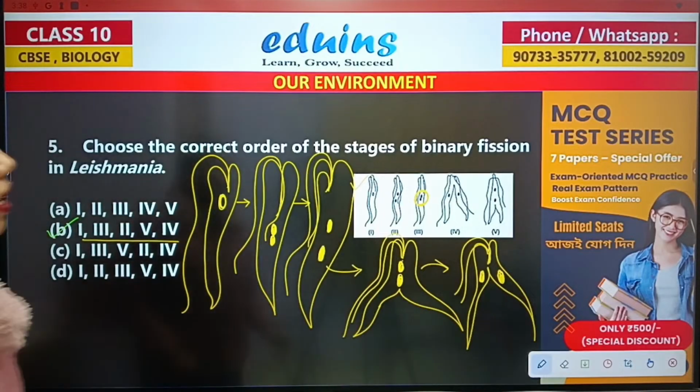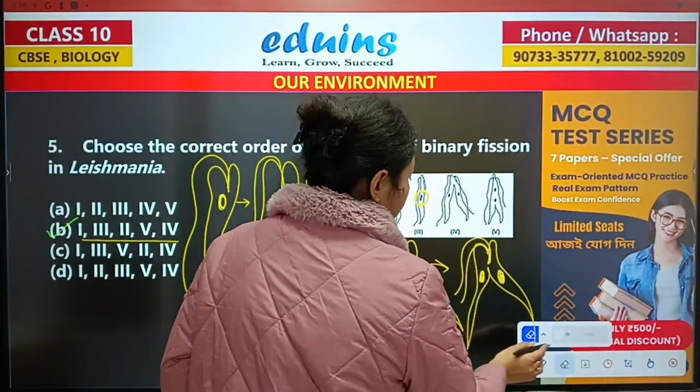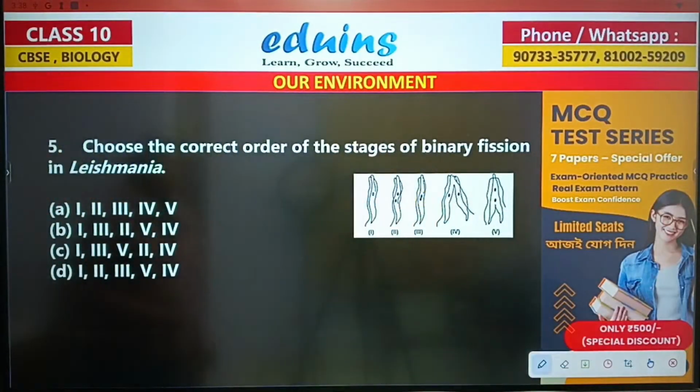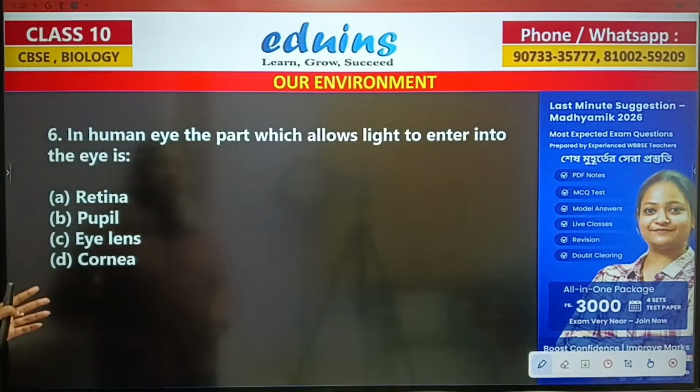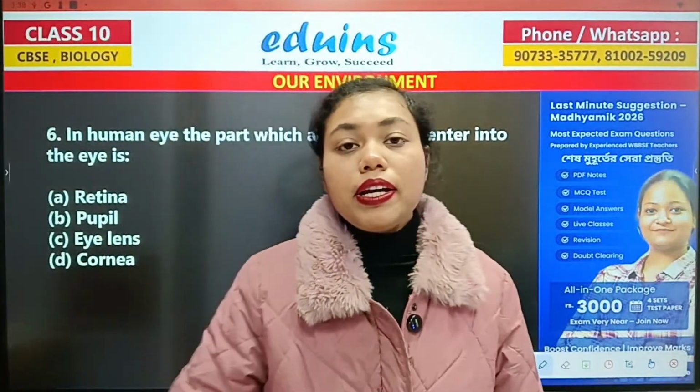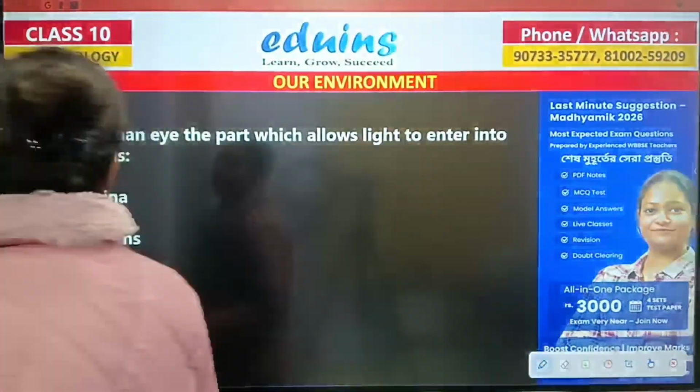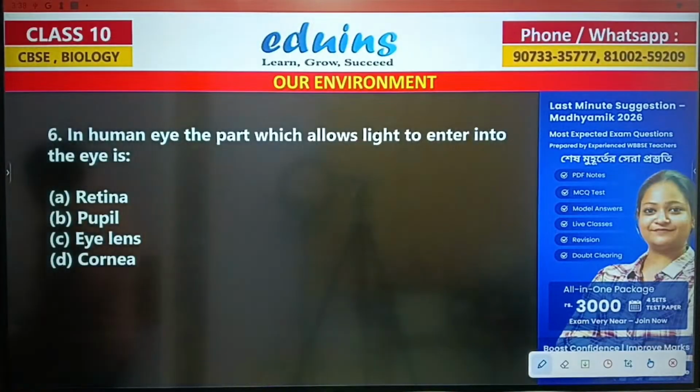Okay, let's move to the next question. Number 6. In the human eye, the part which allows light to enter into the eye is retina, pupil, eye lens, or cornea. What will be the right answer? Please comment down to let me know.